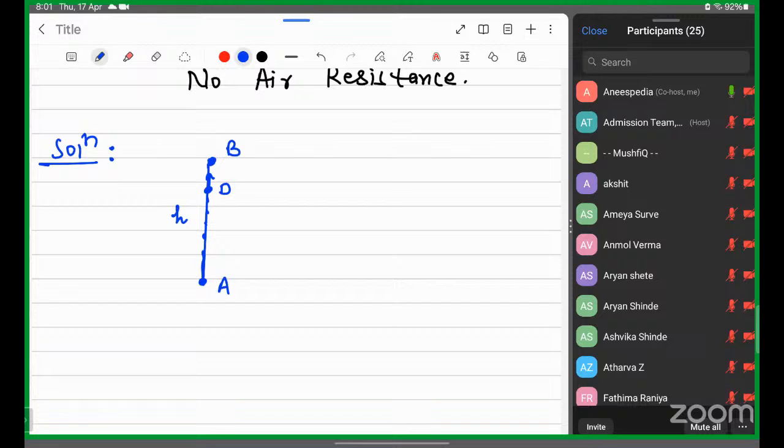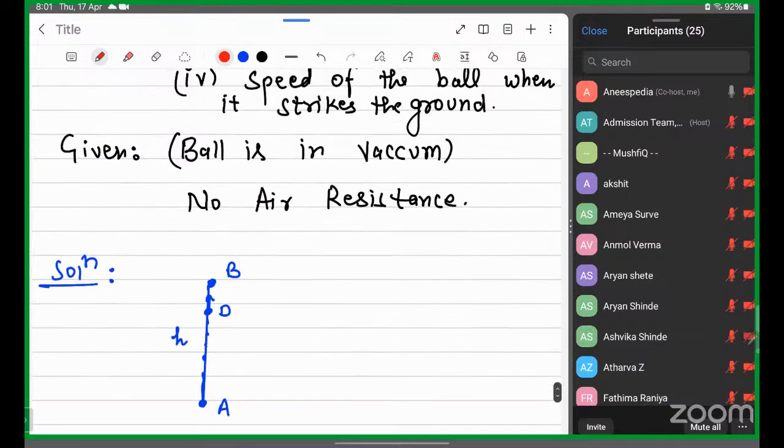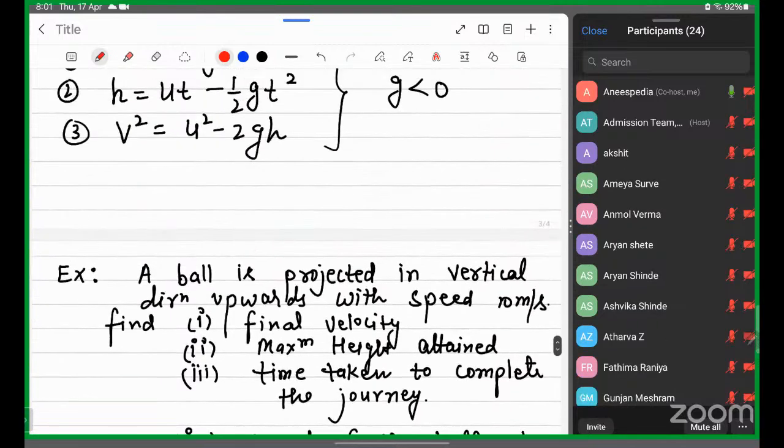Which means if I want to find out the time of complete journey, I will find out the time taken by the ball from point A to point B, and then I will double it because it will be symmetric. Time taken by the ball A to B will be same as time taken by the ball to travel B to A. This is true if and only if the ball is in vacuum. If there is air resistance, parameters will be changed and time taken going upward and time taken going downward will be different in that case. Are you getting it? Yes or no? Yes, sir.